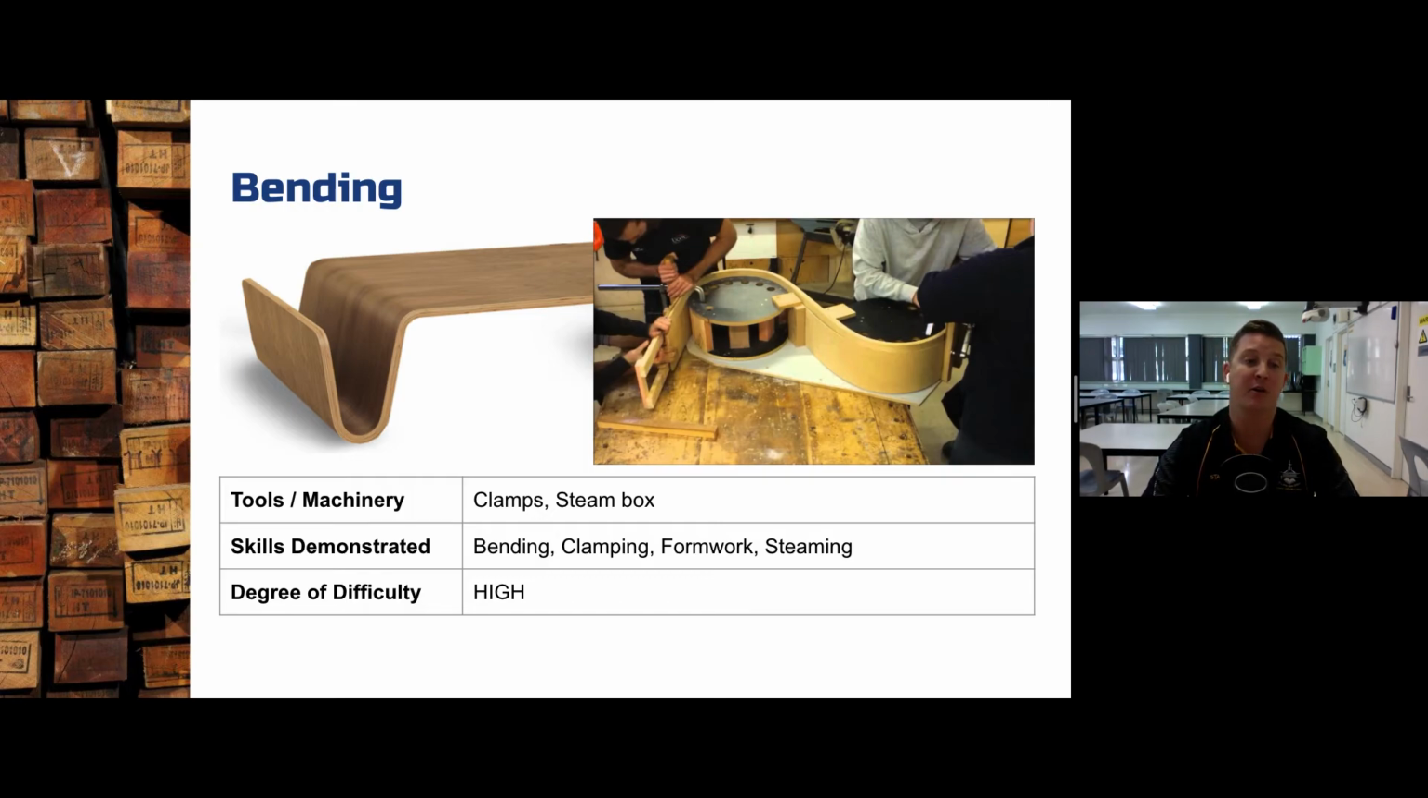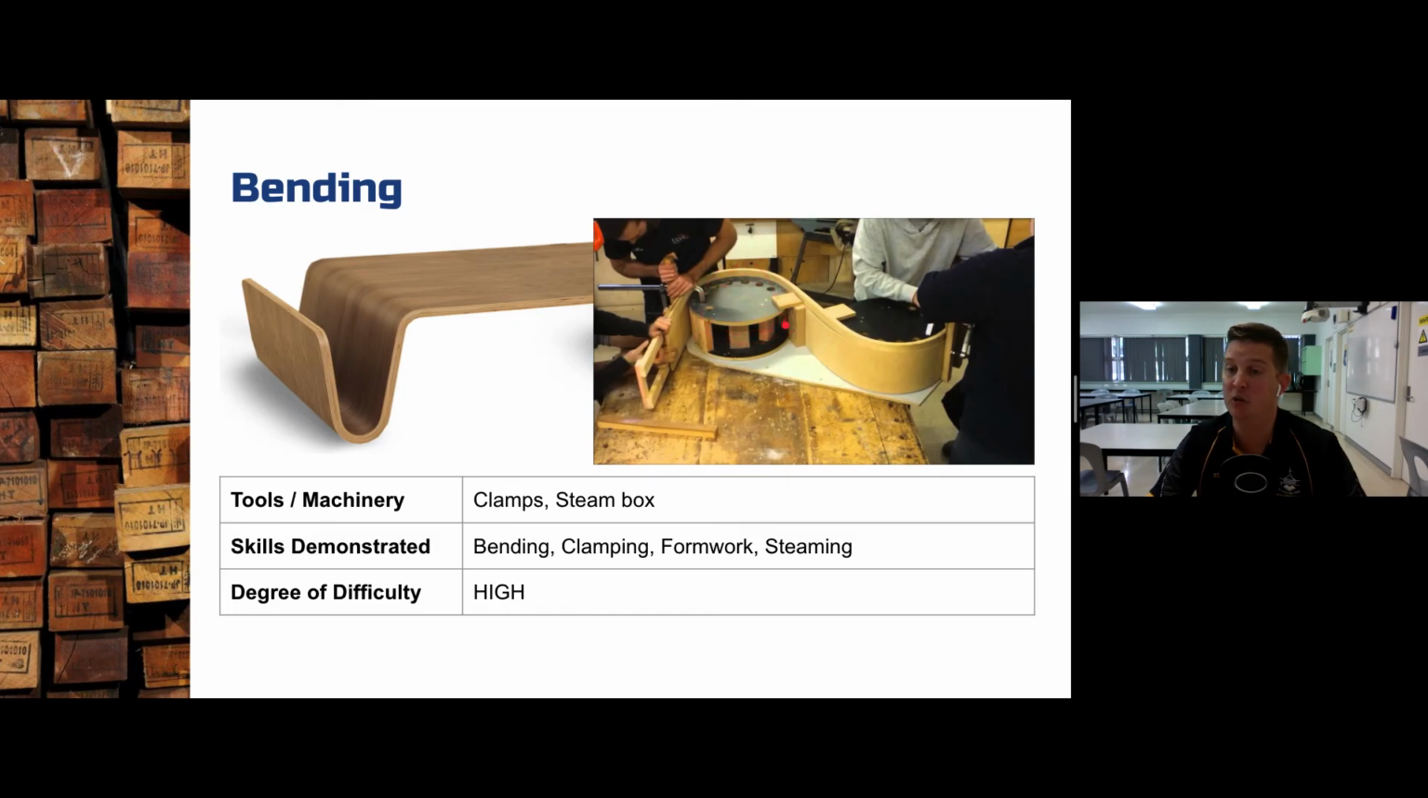So, a lot of complexity there in the understanding of how bending works. You can probably see that the degree of difficulty is quite high. Now the skills demonstrated here are bending, obviously, and your ability to clamp a project. If we're looking up here, you can see this piece of timber curving all around here would originally have been a straight length of timber purchased from the shop. They've introduced moisture to it to make it flexible again, and they're now trying to bend it around this sort of contraption in the middle.